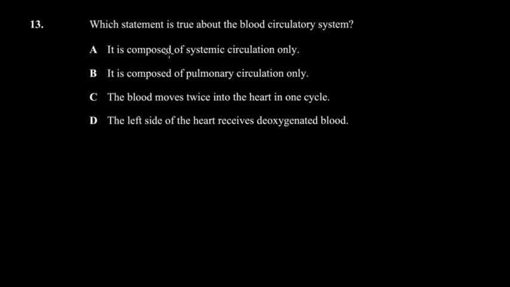Here it says it is composed of the systemic circulation only. This one is not true. This one says it's composed of pulmonary circulation only. This one is not true. The blood circulatory system is actually in two parts. There is the pulmonary circulation system.